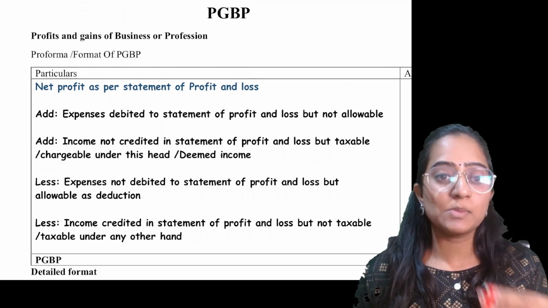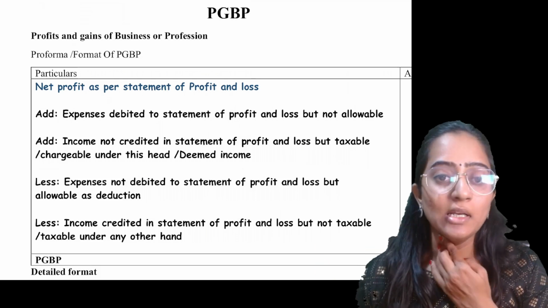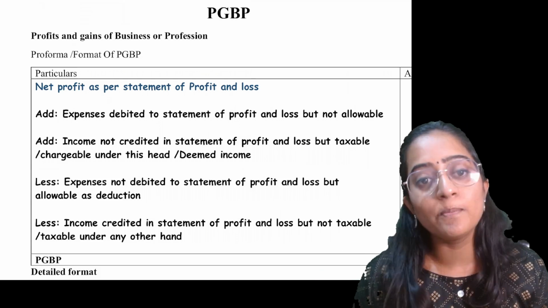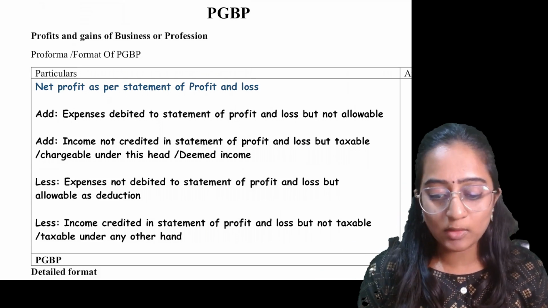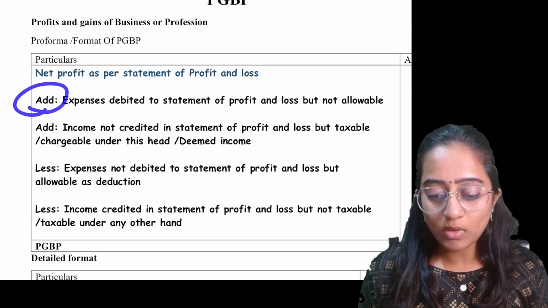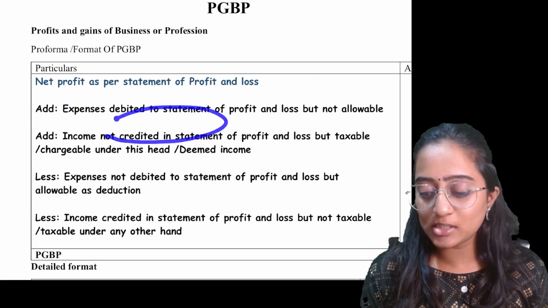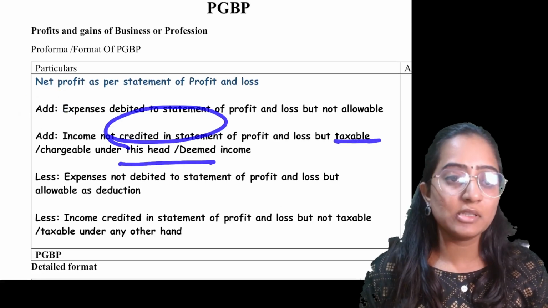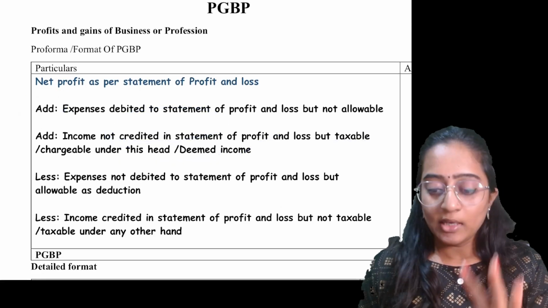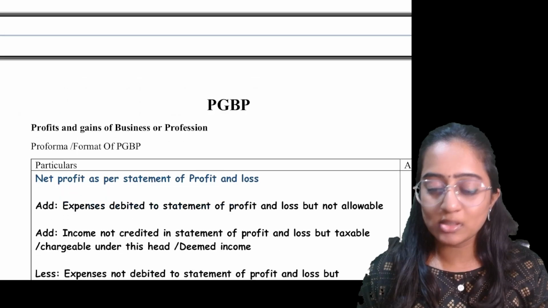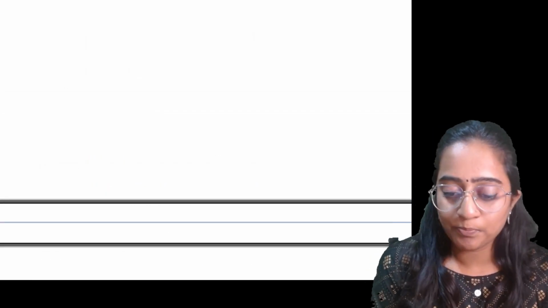Now, whatever expenses are debited to P&L but are not allowable as per income tax would be added. What would be added? Income not credited in the statement of P&L, but taxable under this head, will also be added over here. In order to understand this, you need to understand something with regard to accounts. Okay, see, try to understand.